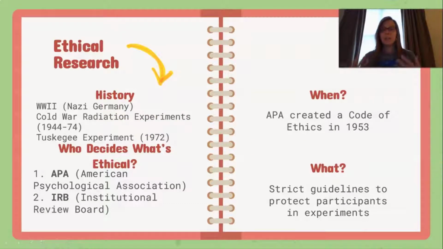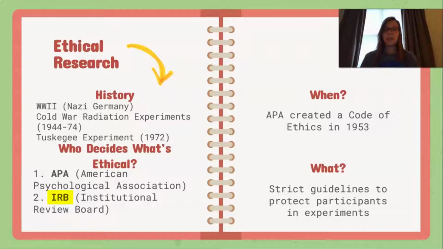But basically, after years of unethical research, the American Psychological Association decided to create a set of guidelines or a code of ethics to protect participants in psychological research experiments. So the APA is who started this and created the guidelines, and there's another group that you need to know about called the IRB.